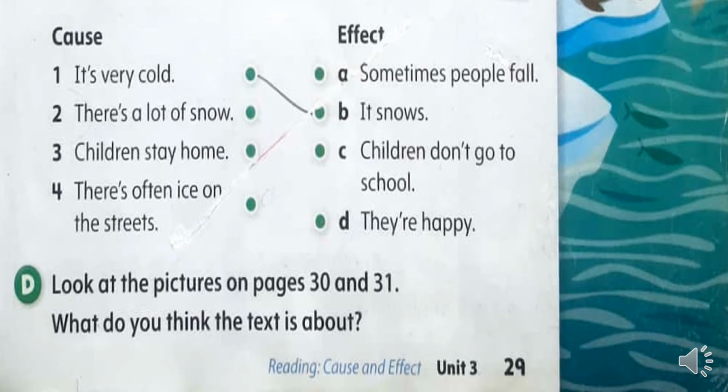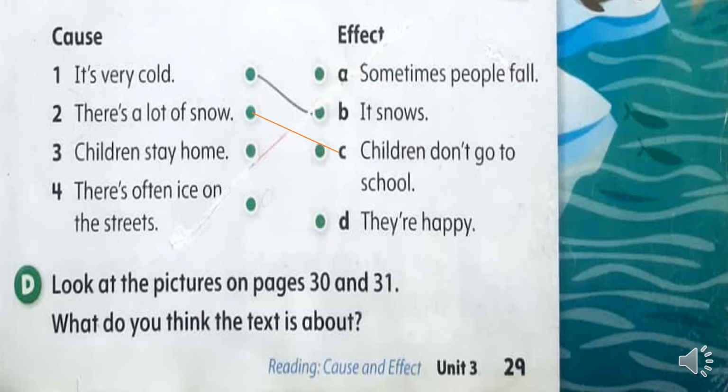And now, let's answer the matching part. Okay, we'll match the cause with the effect. Number 1, it's already done for you. It's very cold, it snows. So why does it snow? Because it's very cold. Number 2, there is a lot of snow. What do you think? What is the effect or the result of this cause? When there is a lot of snow, okay, children don't go to school.